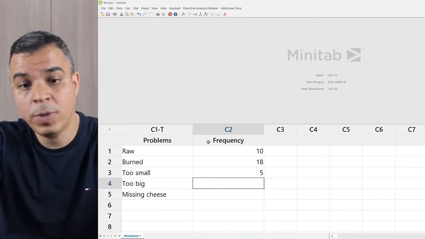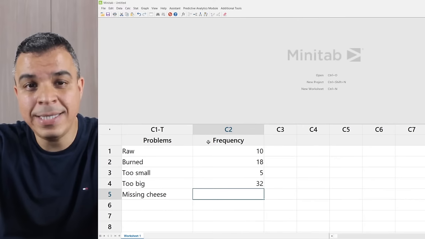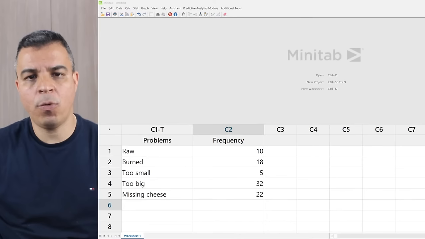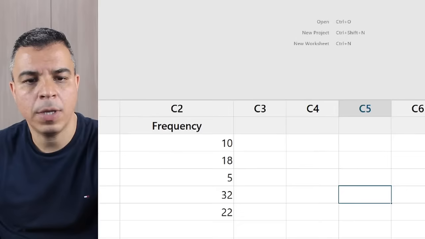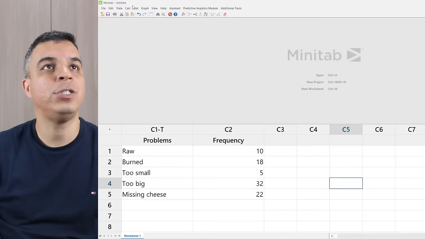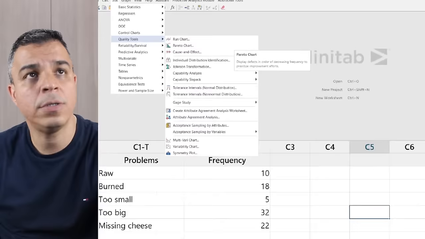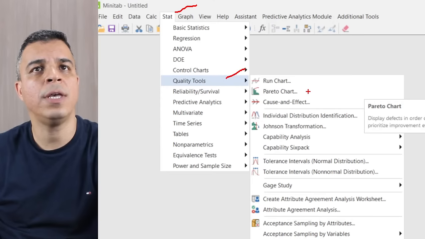And how many cheese breads were missing cheese? So I would say 22, for example. And then we can run our Pareto. Just checking my Zoom functionality here, under Stat, Quality Tools, and then we have Pareto Chart.